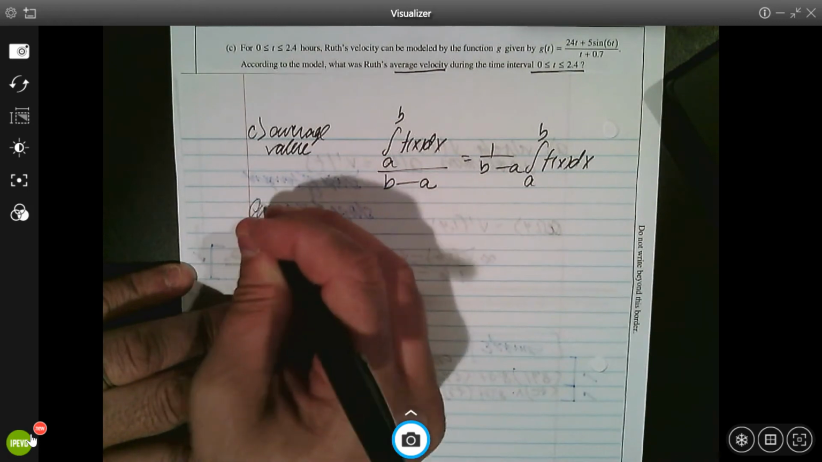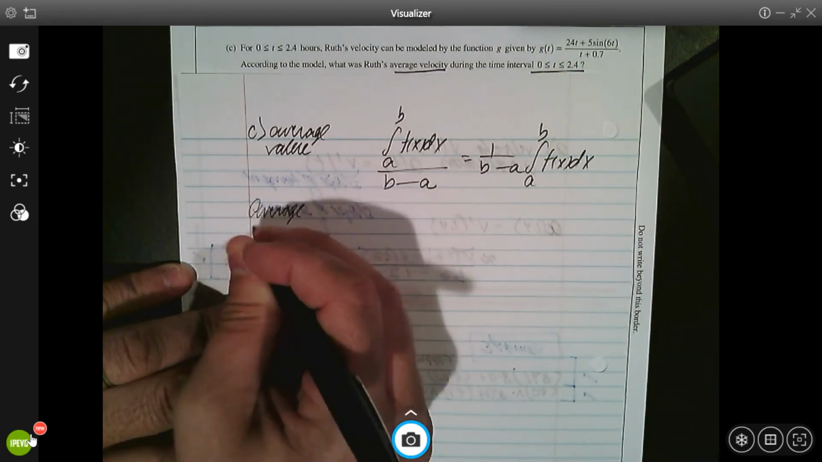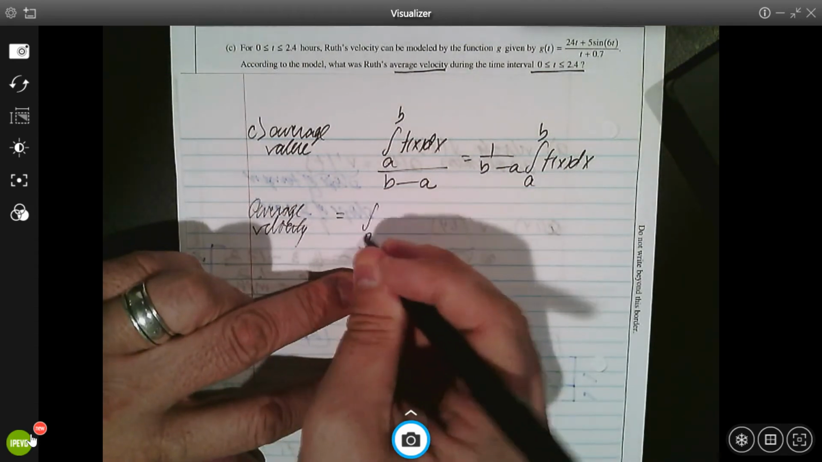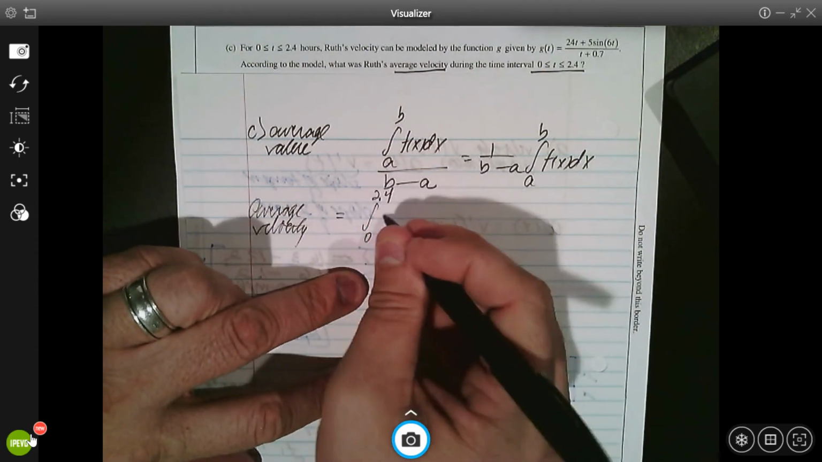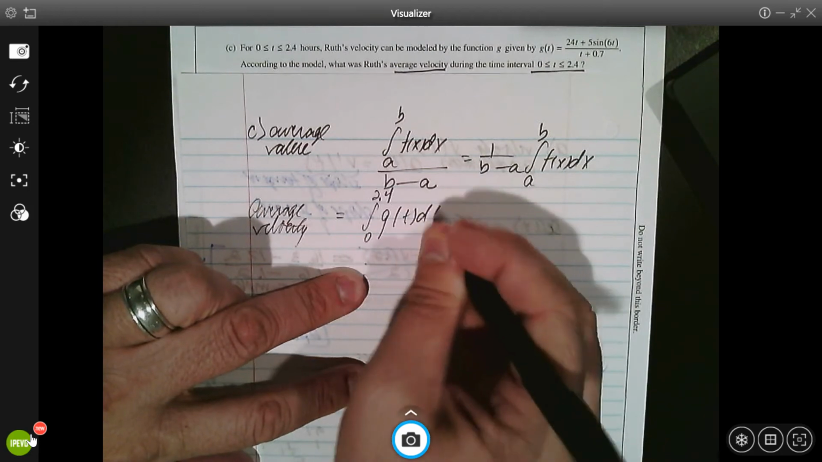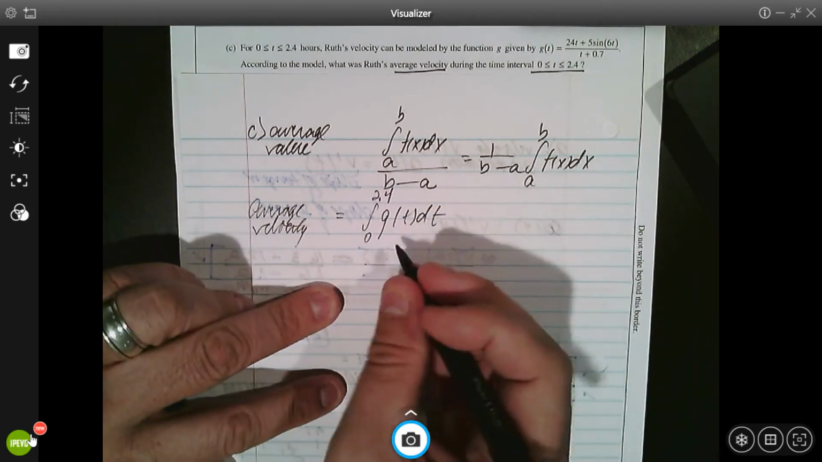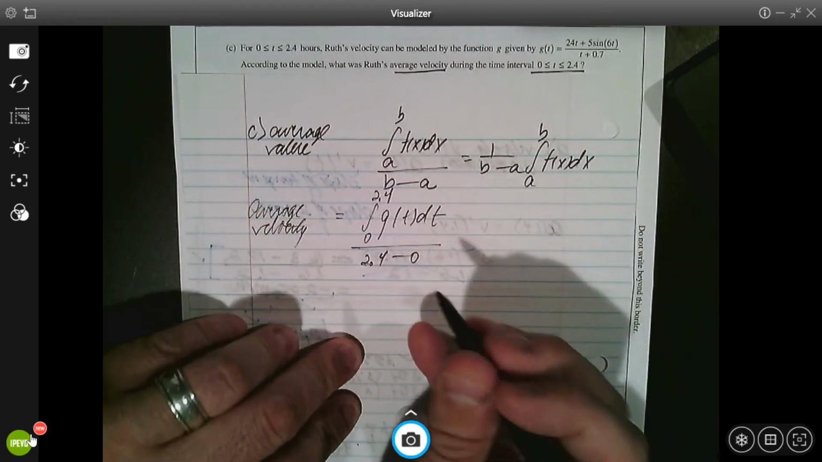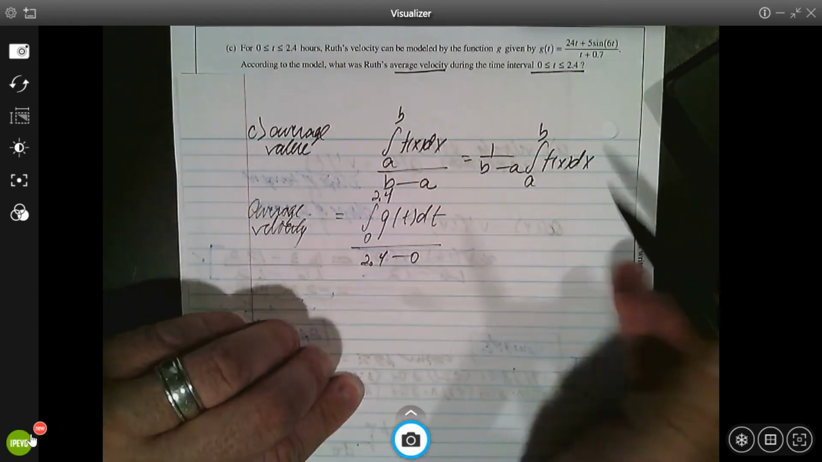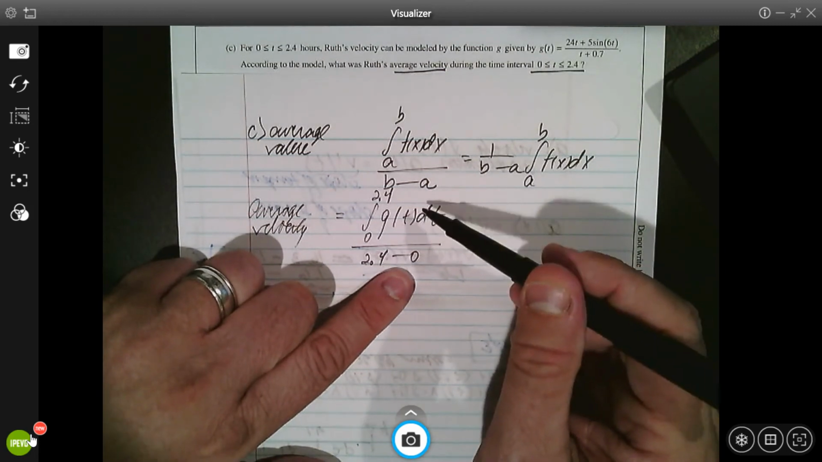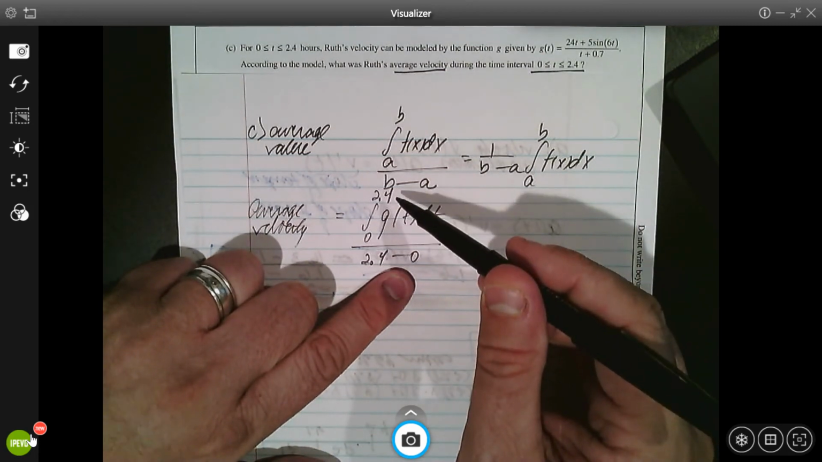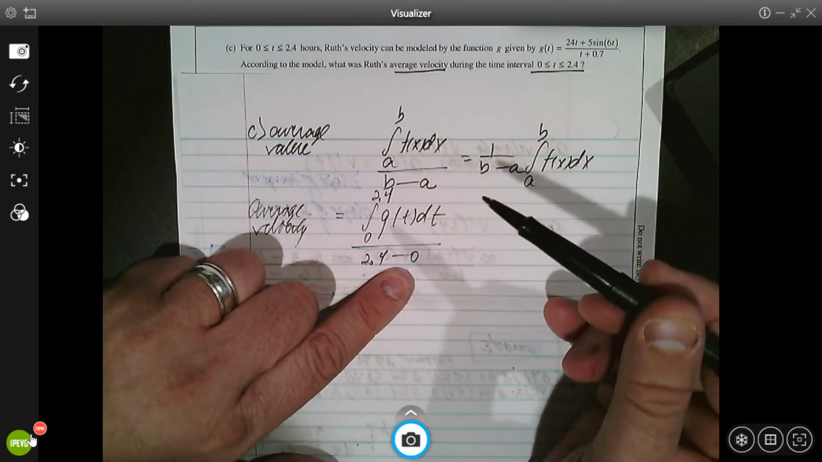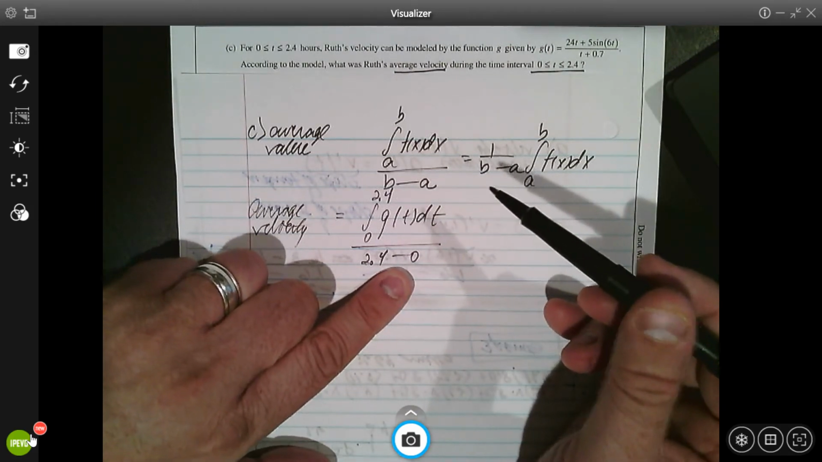Well, how do we find average velocity? The average velocity then is going to be your integral from 0 to 2.4 of your function g of t, and then we're going to divide that by the time interval 2.4 minus 0. Now, to actually do the integration to determine the value of the definite integral, we're going to need to go to the graphing calculator, and that's okay because this is a calculator active question.